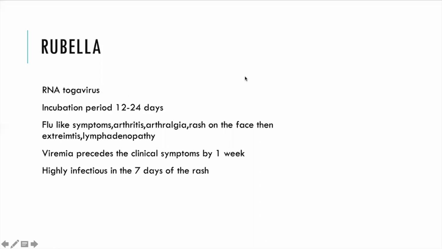Regarding the rubella virus, it's an RNA togavirus. Incubation period is about 12 to 24 days. Usually the patient will have flu-like symptoms, arthritis, arthralgia, and a rash that starts on the face, then the extremities, associated with lymphadenopathy. Viremia precedes the clinical symptoms by 1 week. It's highly infectious in the 7 days of the rash.